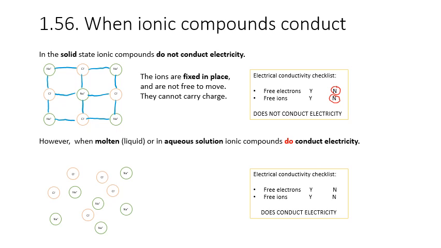However, when you melt them, the lattice breaks down, the ions are no longer in a fixed position, and they can then move, which means ionic compounds in aqueous solution or when molten do conduct electricity. And if we use our checklist, we can see that there's no free electrons, but there are free ions, so it does conduct electricity.